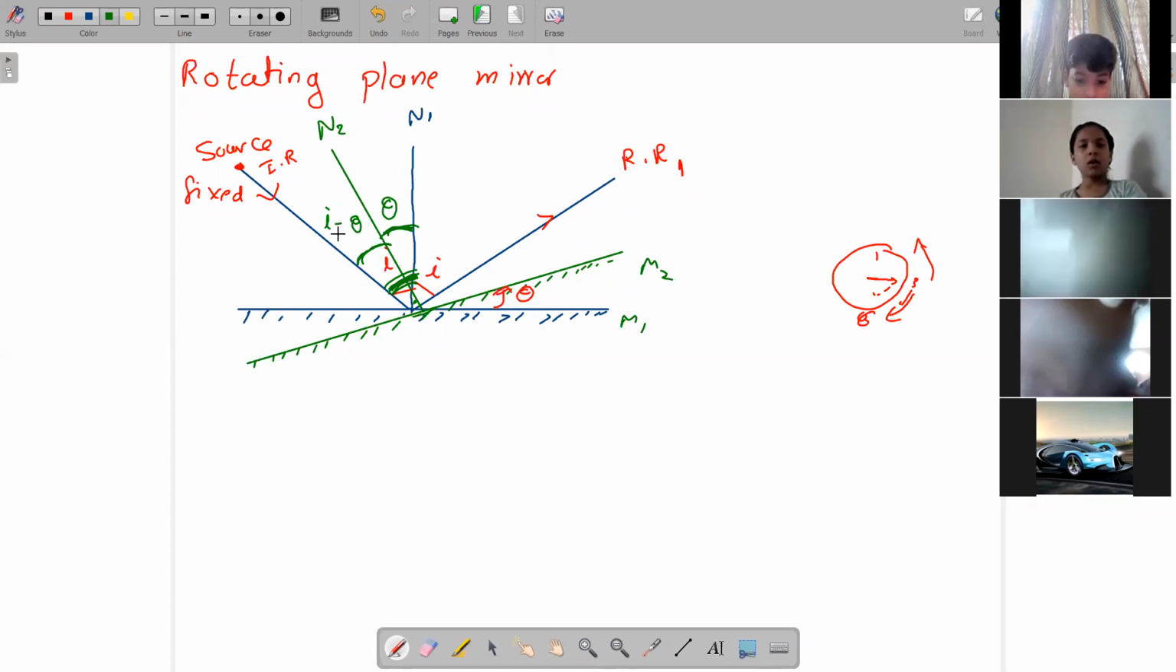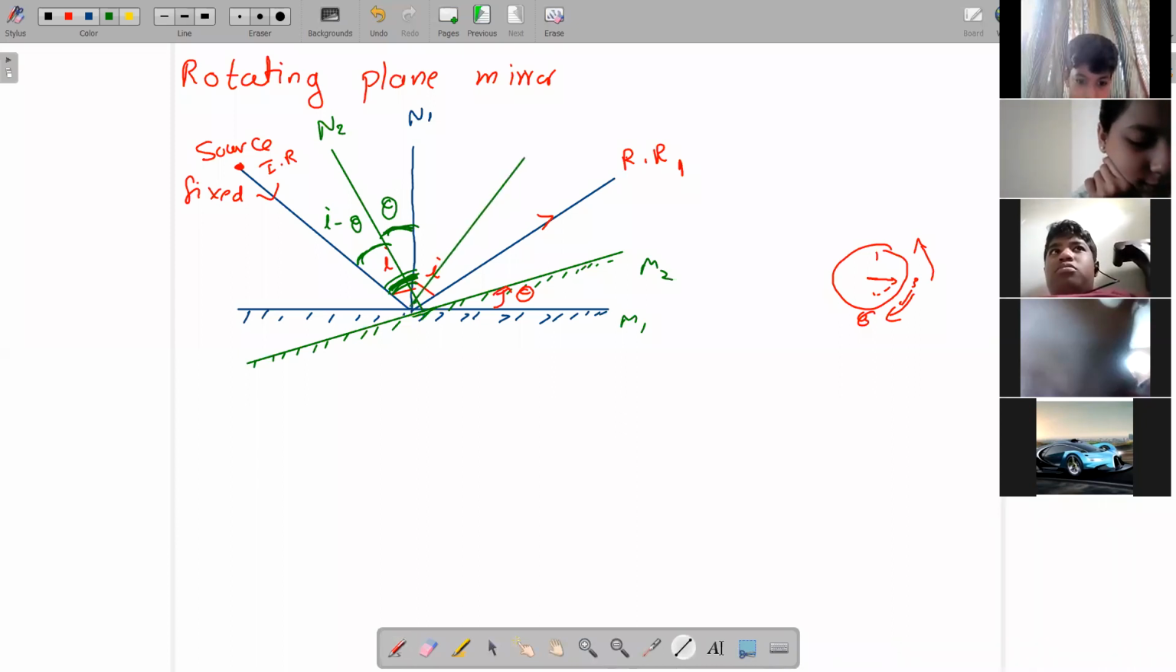The new angle of incidence is how much? I minus theta. So what is the new angle of reflection? The reflected ray will also come with an angle I minus theta only. This is the second reflected ray, reflected ray 2. Let us take from here to here: it is I minus theta, because with respect to this normal N2, the incident ray makes an angle I minus theta, so the reflected ray also comes with I minus theta.